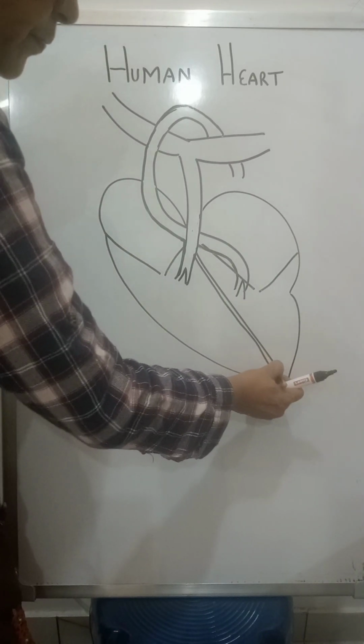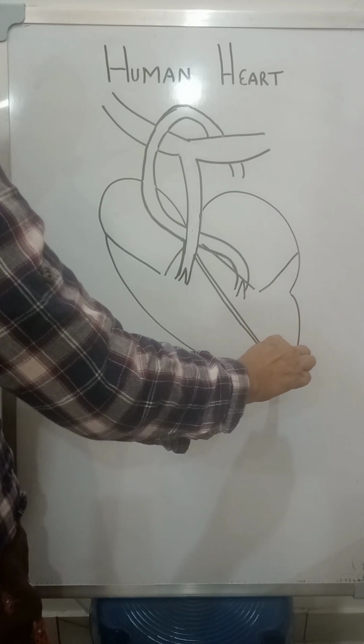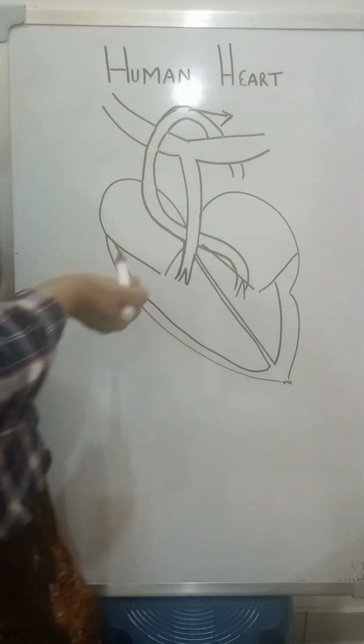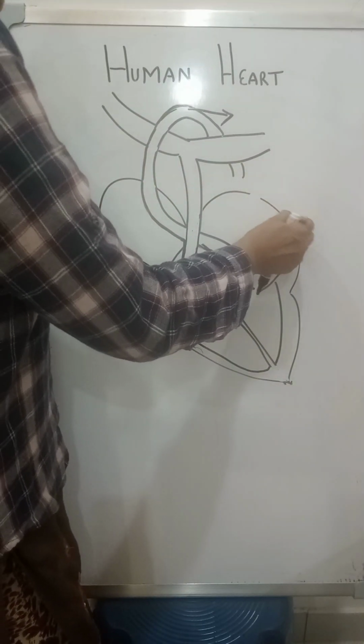Now we have to draw two more parallel lines along the wall of the heart. It shows muscles. We can see muscles are there in our heart. Heart is a muscular organ.